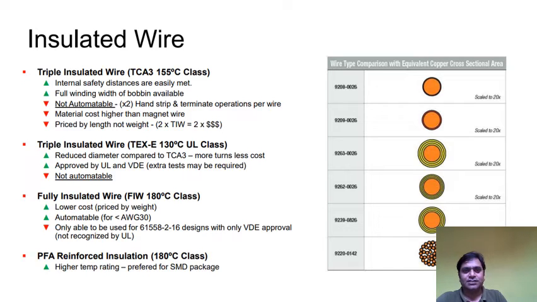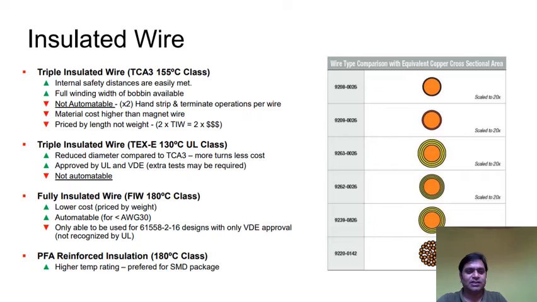Then the next safety standards come mostly about the insulated wire. What are the good things and the downsides of triple insulated wire? The good thing is that internal safety distances are easily met if we use triple insulated wire, and we can use the full winding width of the bobbin which is available. The downsides are that it is not automatable, with hand strip and terminate operations per wire, material costs are higher than magnet wire, and it is priced by length, not by weight.